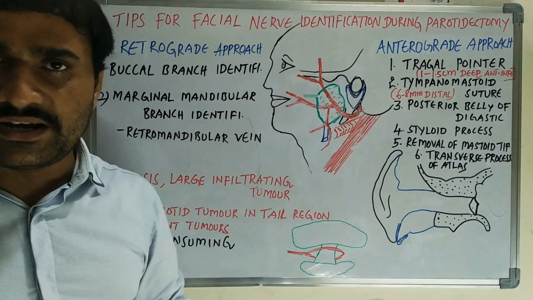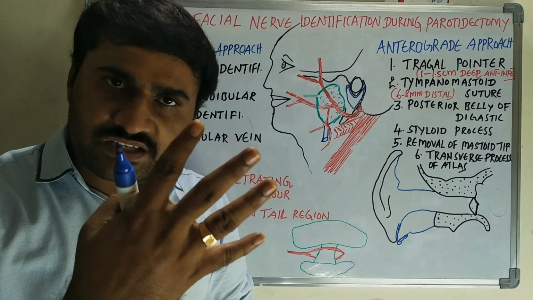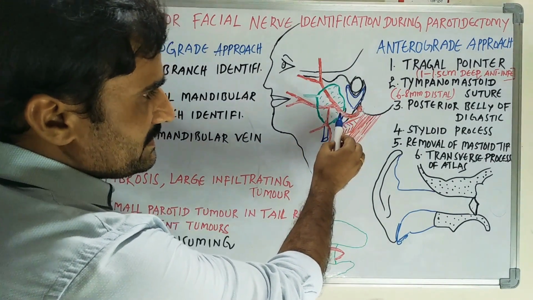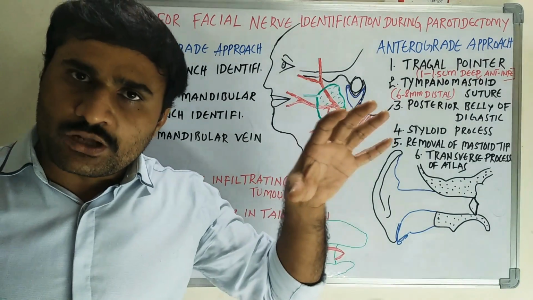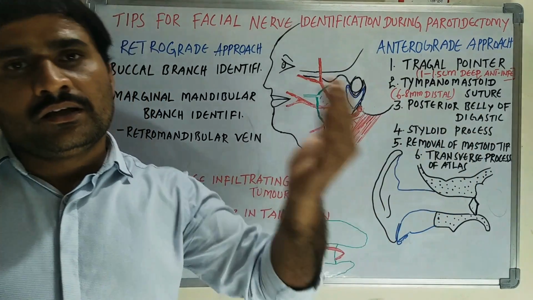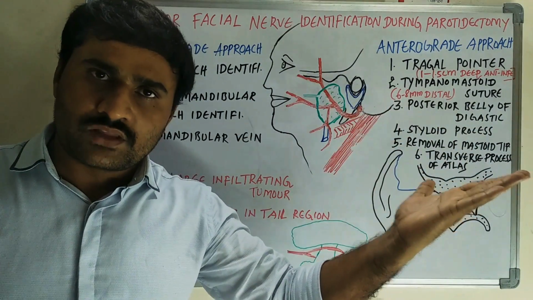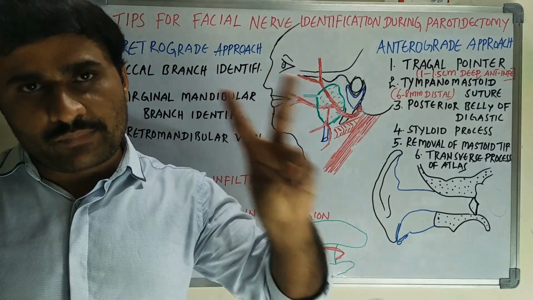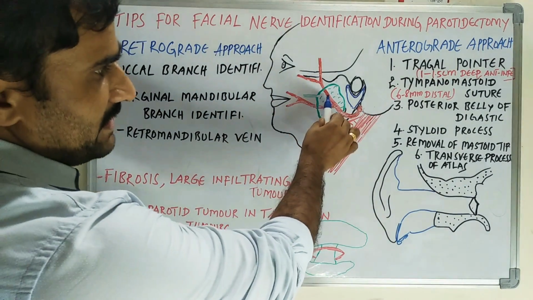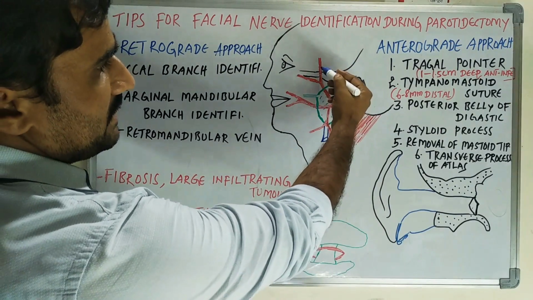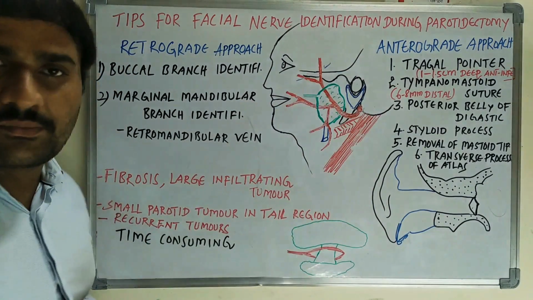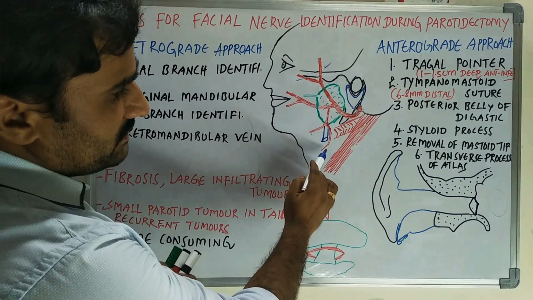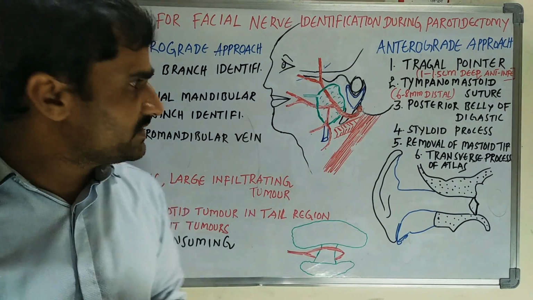Buccal branch identification. You know there are 5 peripheral branches for the facial nerve. Within the parotid gland, the main trunk of the facial nerve is again divided into the zygomaticotemporal branch and the buccocervical, or zygomaticofacial, or temporofacial, or buccofacial branches. That means it is divided into 2 main branches. From the zygomaticotemporal branch, we get the temporal branch and the zygomatic branch. From the buccocervical branch, we have the buccal branch, the marginal mandibular, and the cervical. These are the 5 terminal branches.